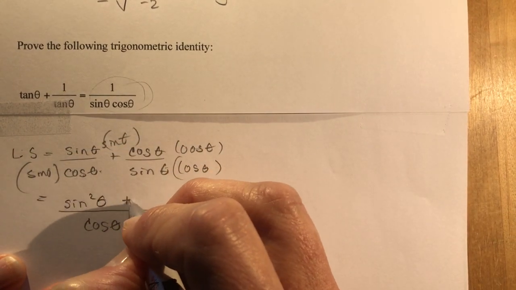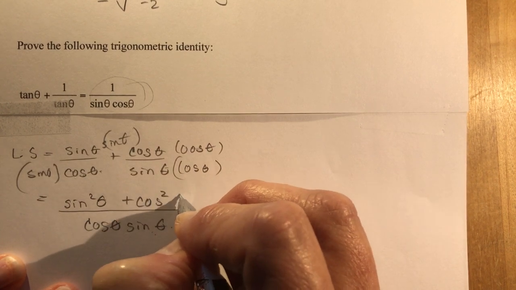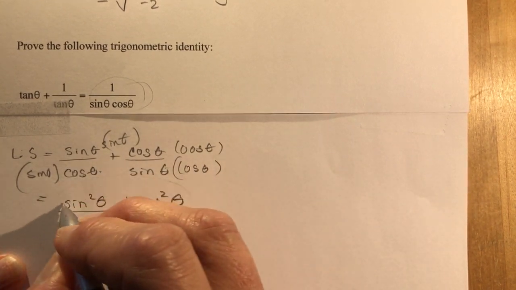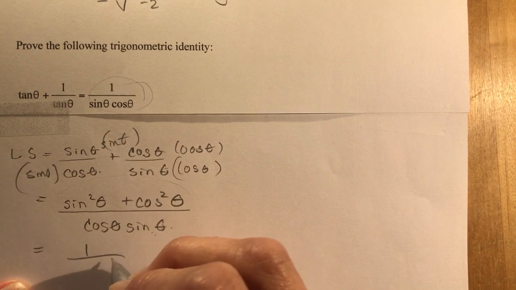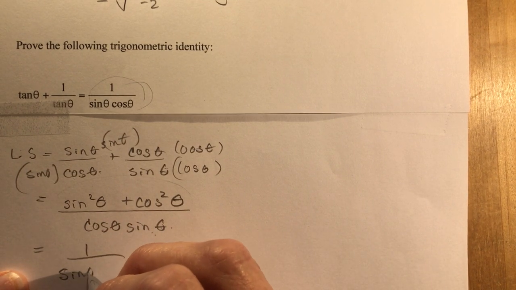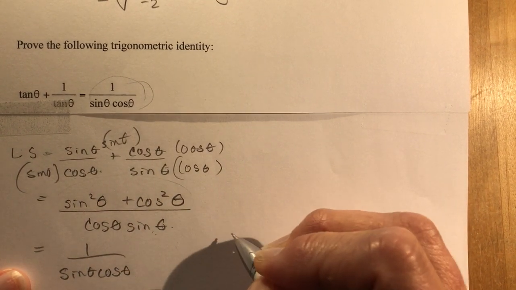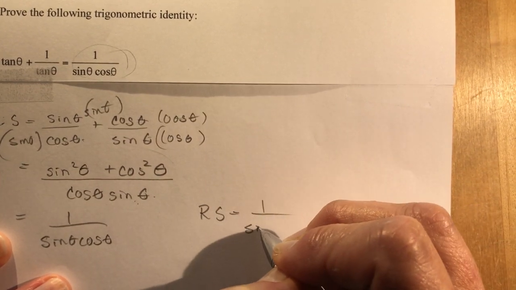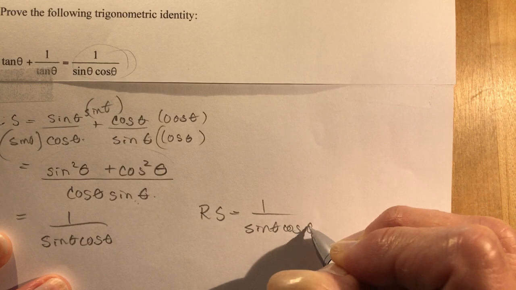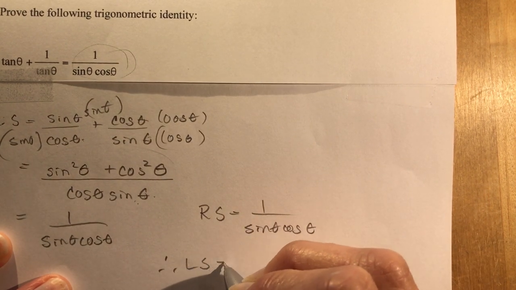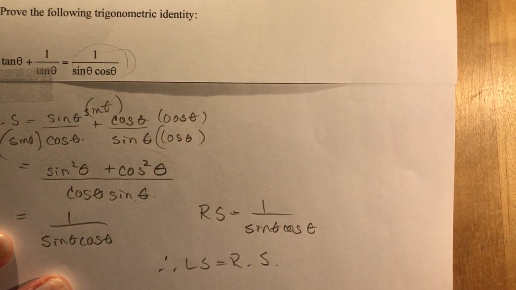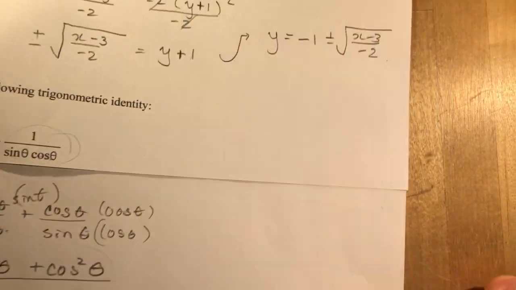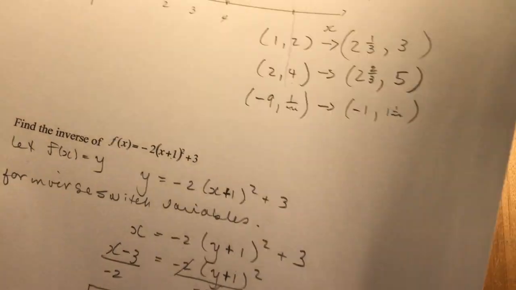Okay, so sine squared theta plus cos squared theta, and you know this identity is equal to 1, and there you go. You can write this in any order you want, and the right side is equal to 1 over sine theta cos theta. Therefore, left side equals right side, and you have proven your identity. That was a pretty easy one, wasn't it? Don't you wish your teacher proved that one on your exam?